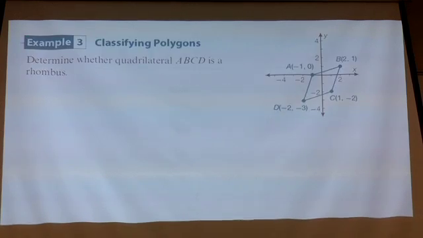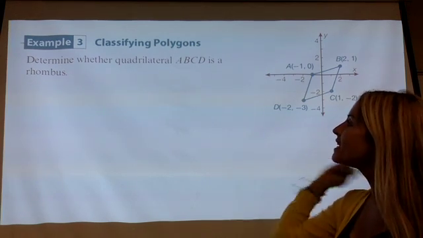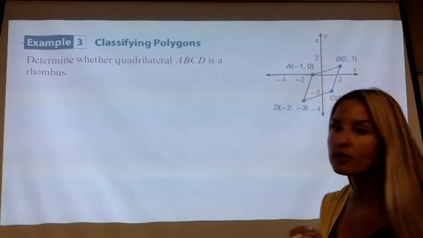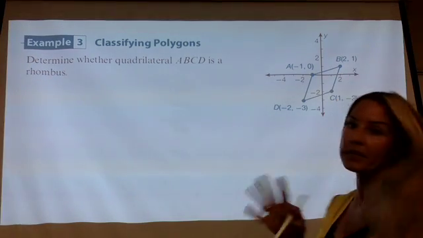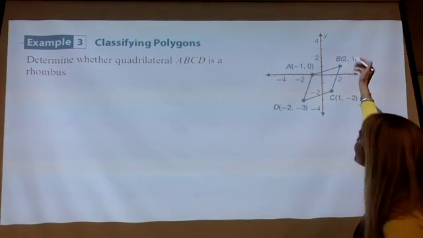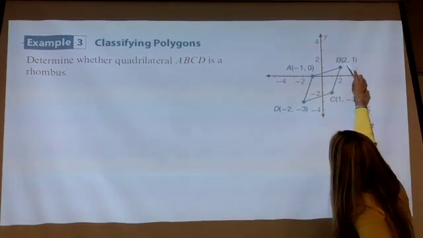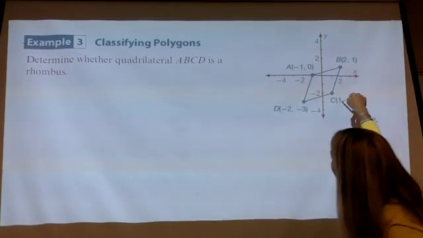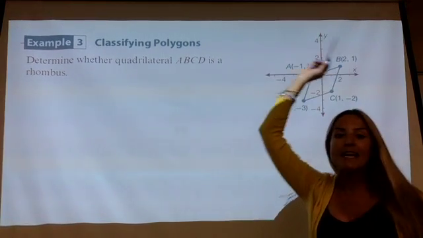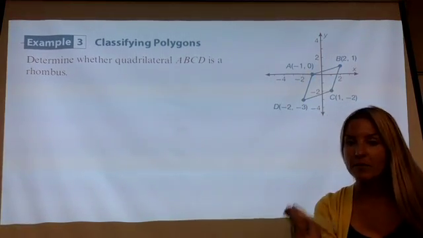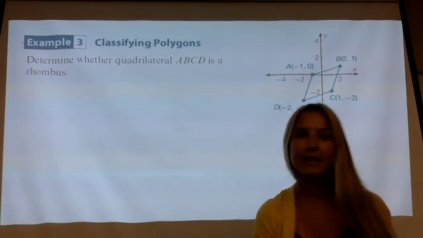Okay, so we have this figure here, and what they're asking us is to figure out if it is, in fact, a rhombus. It's clearly a quadrilateral because it has 4 sides. So what you're going to do is find the distance from A to B, from B to C, from C to D, and from D to A to make sure that they're all exactly the same number. If they are all the same number, that means that it is a rhombus.